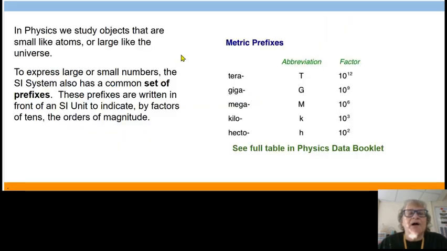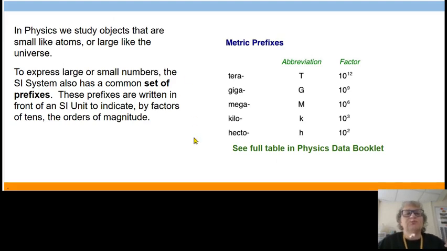So, in physics, we study objects that are either really, really small, like an atom, or really, really large, like the universe. Yes, we study some things that are life size, like our size, but not very often. A lot of what we do in physics nowadays is looking for things at the atomic range or smaller, and looking for what's going on in the universe, out in space.